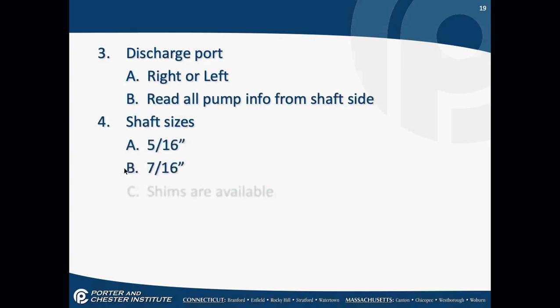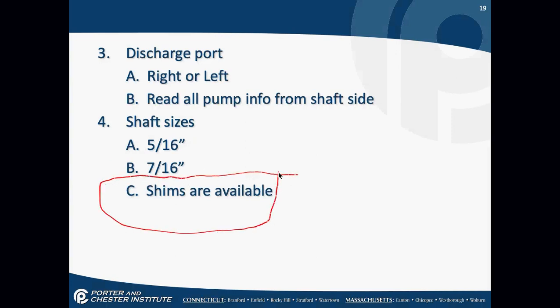Shaft sizes are different. Now, with shaft sizes, a lot of times in the box with the pump, there will be little shims that you can put on the shaft to make them larger. So the pump may be shipped with a 5/16 inch shaft, but there's going to be a shim on it that pulls it up to 7/16. Those are the two basic shaft sizes.